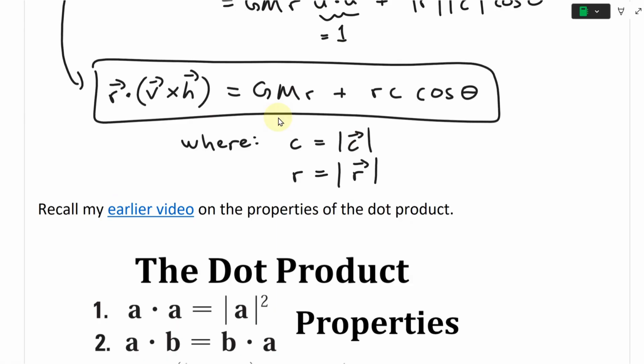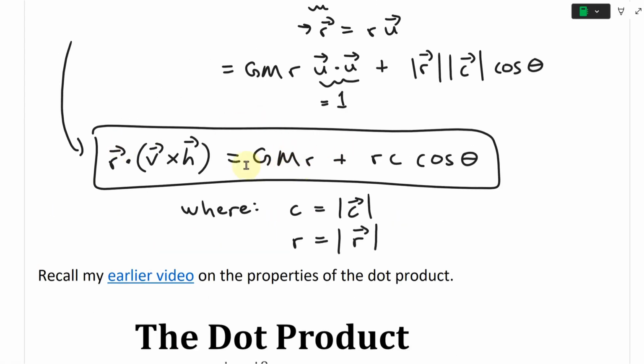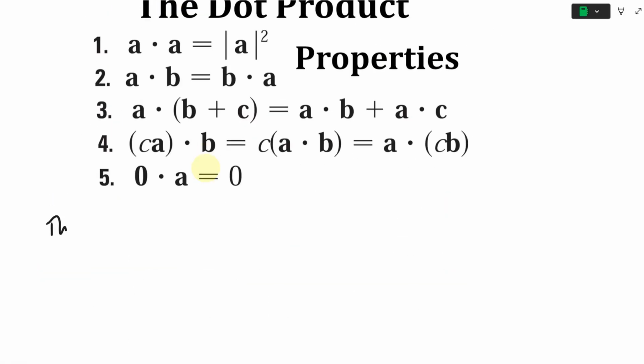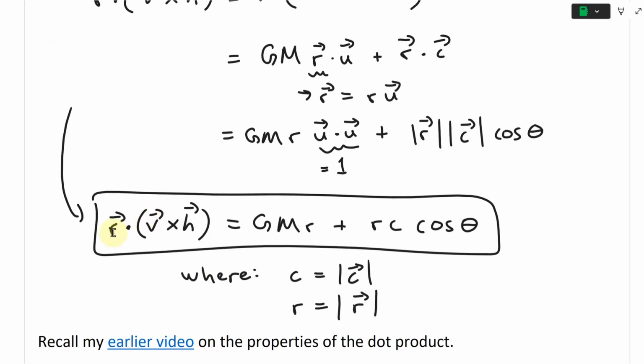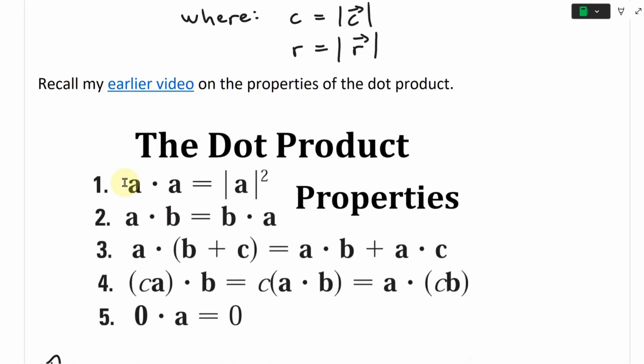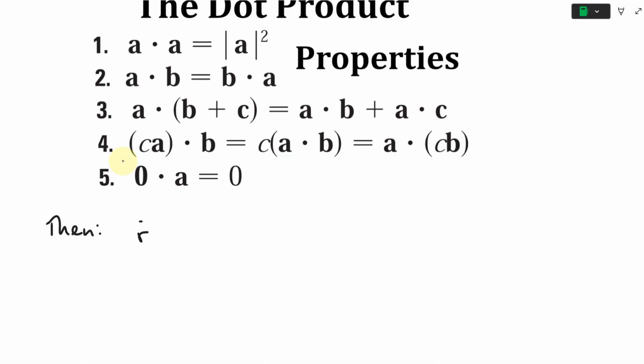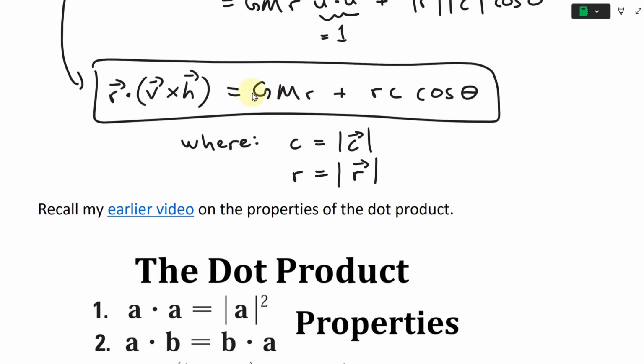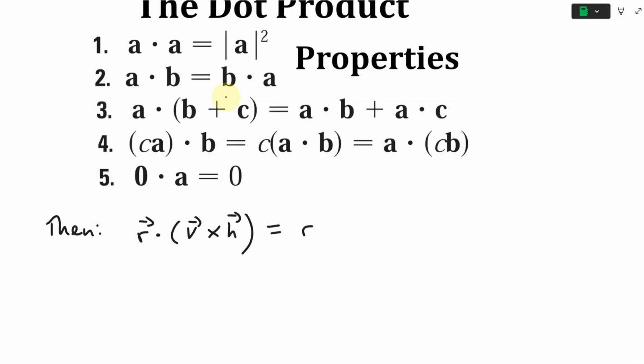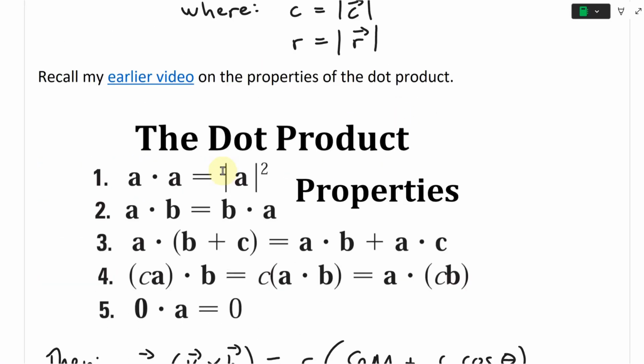Now that we have this part, we're going to take this, and the calculus book just writes it this way. So we have this whole setup there. I'm going to write r dot (v cross h), and what I'll do is factor out this r, so this equals r times (GM plus c cosine theta). So that's what we have here; we just factor that out.